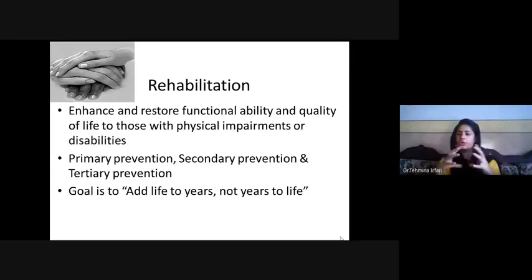The goal of all these modes of prevention is to add life to years, not years to life. Life to years, what does it mean? If Allah Pak has blessed you with 85 years of age, but you cannot walk, then what is the purpose of this age? So a physical therapist or a rehabilitation team works for that person aged 85 or more to get life into his age. It's not years to life, so that life is not wasted, but is a healthy life.